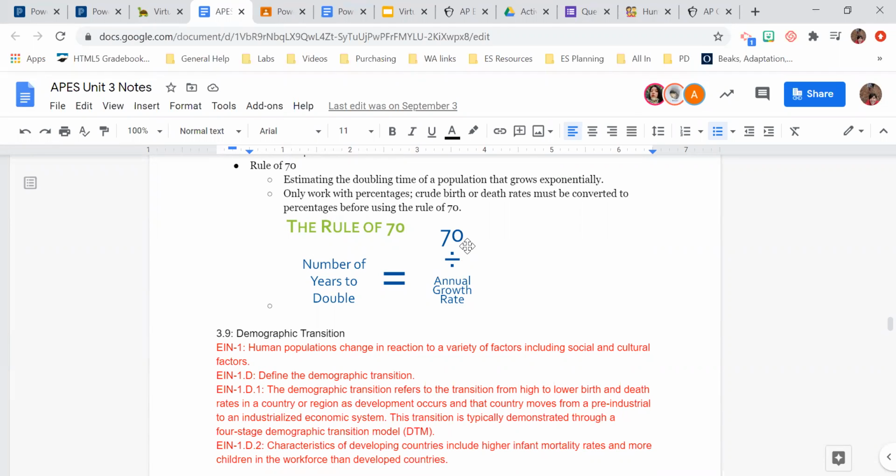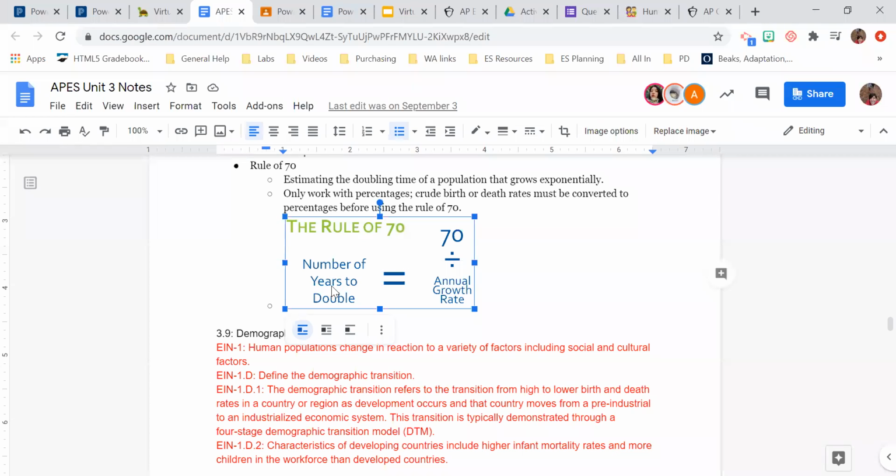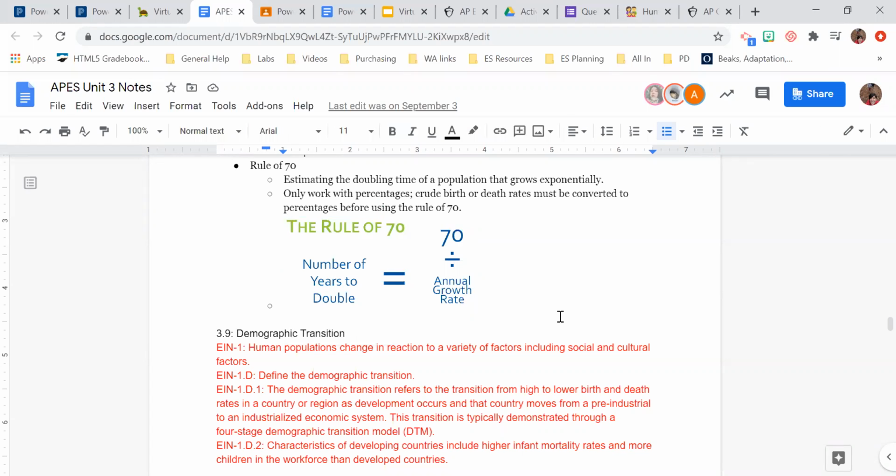So the rule of 70 is this really easy way to determine the number of years that a population will take to double. You estimate the doubling time of any population that is growing exponentially. And we use just the percentage. So basically what you do is you plug in the percentage of population growth and you figure out how many years it will take to double. So the number of years to double equals 70 divided by your annual growth rate.